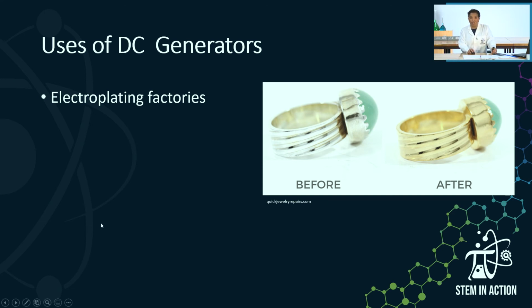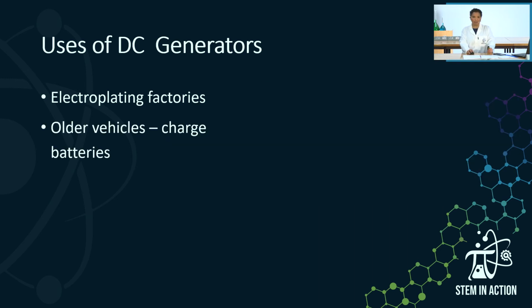So if we look at that image over there, we've got a very tarnished ring, and it's being electroplated, and now it's gone back to its gold state. So it's not a golden ring, it's a metal with less value being plated with gold to look like this. So electroplating factories make use of DC generators to run those electrolytic reactions.